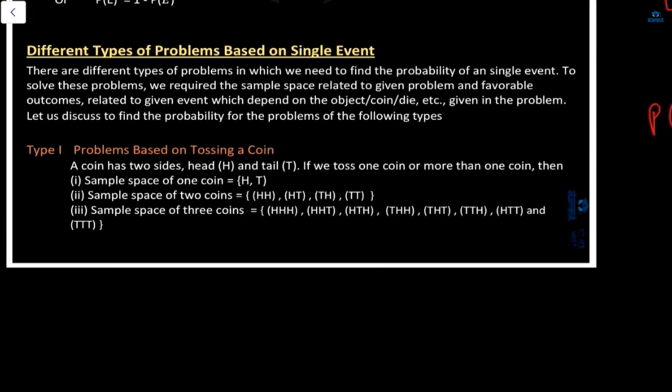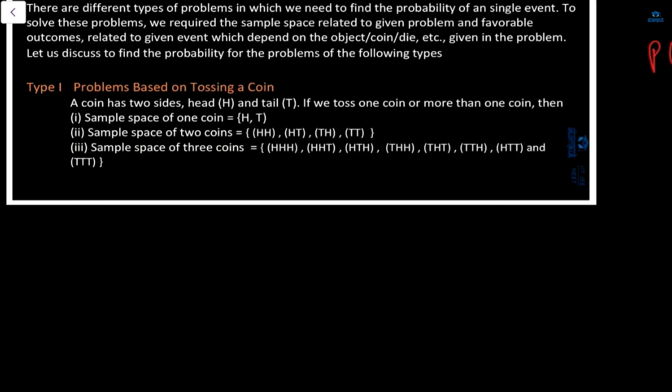Single event means one time. So the first problem you can see here is based on tossing a coin. When you are tossing a coin, you already know the favorable outcomes: you can get a head or a tail. But the sample space will differ according to how many coins you are tossing. In your exams at this level, you can have 3 coins tossed simultaneously. So for 1 coin, it is H, T.